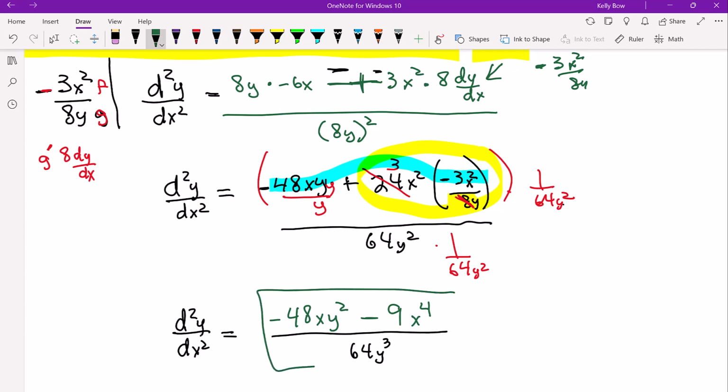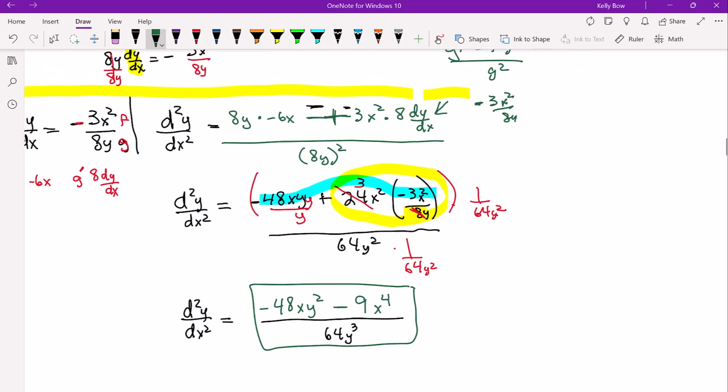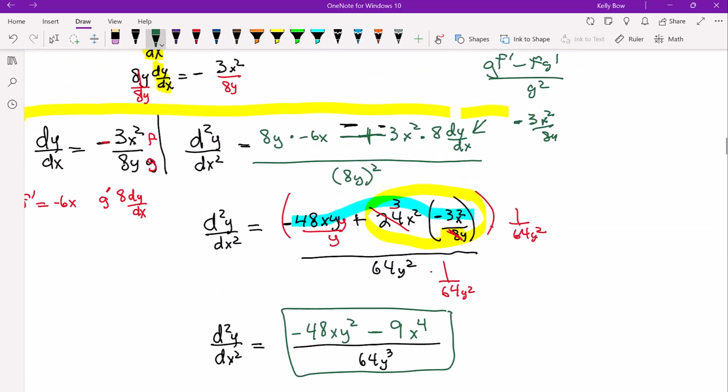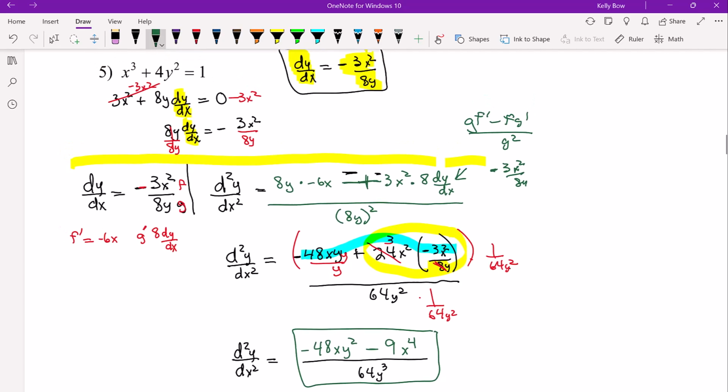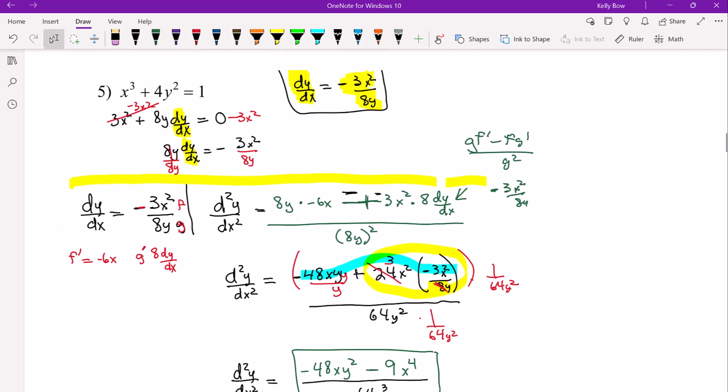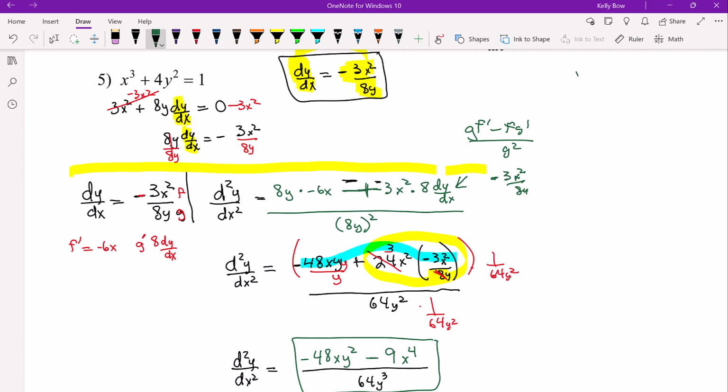Ta-da! That's it. All right, and then I'll pause for just a second. So you find the first derivative and use that to substitute into the second derivative. And that's what we did right there. So this thing right here, where it was dy/dx, that's where we substituted it.